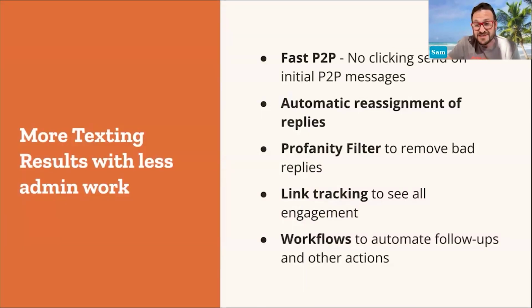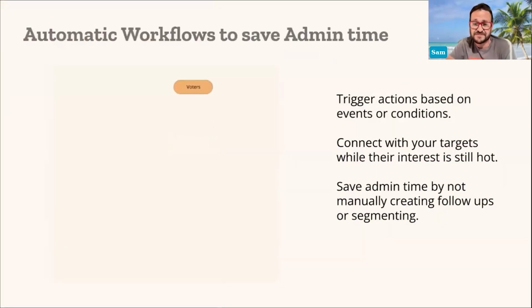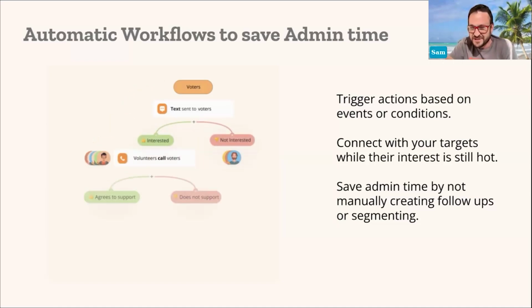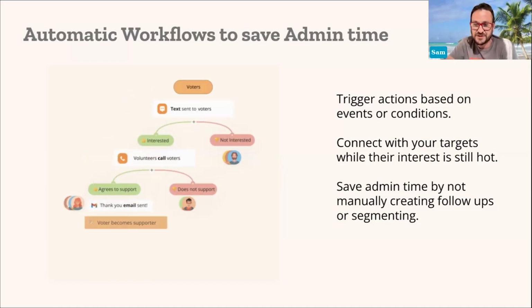On the texting side, we save you a bunch of time. Everything's automated. We track your links. We take out your profanity and your threatening messages. A bunch of good stuff there. And then workflows, automate, again, save you time. This is 2025. You shouldn't be doing busy work, right? So we have a way to just make sure that most of your outreach and follow-ups is done automatically.